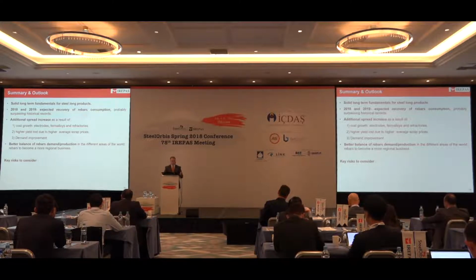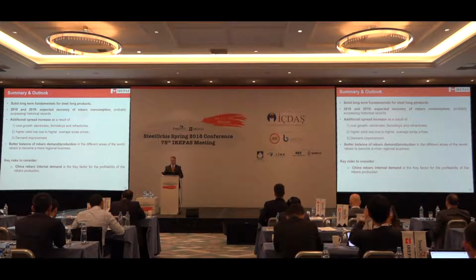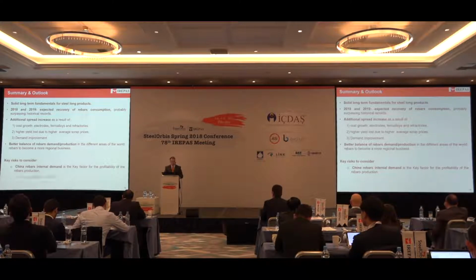And to finalize, also key risks to consider that are more or less the same that you heard in the last presentation. China rebar's international demand is a key factor for the profitability of the rebar's steel, and we have to follow the issue of China production in detail every month. If Chinese remain supplying their own market, this will be very healthy for the rest of the world. If they have a problem of oversupply in some months, this can create distortions all around the world.